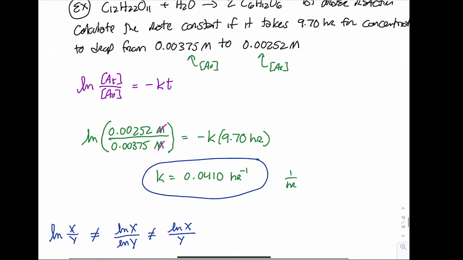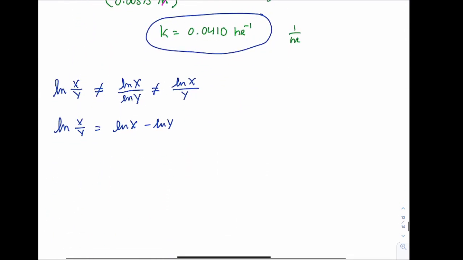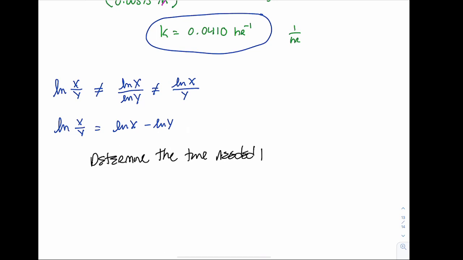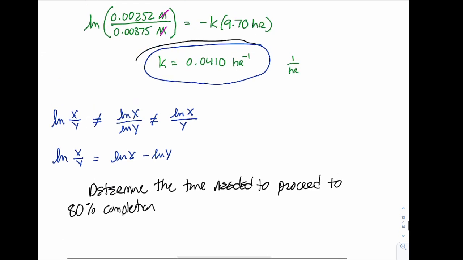I do want to do another part to this one. So part 2 to this is we're now going to determine the time needed to proceed to 80% completion. So we have our rate constant because we just solved for it up here. This time we're going to solve for t.